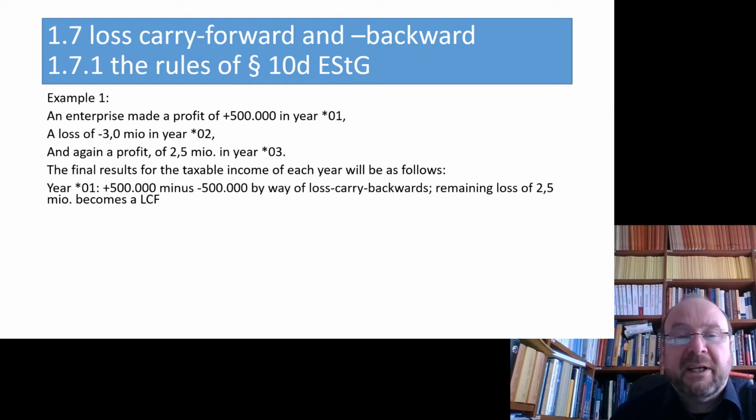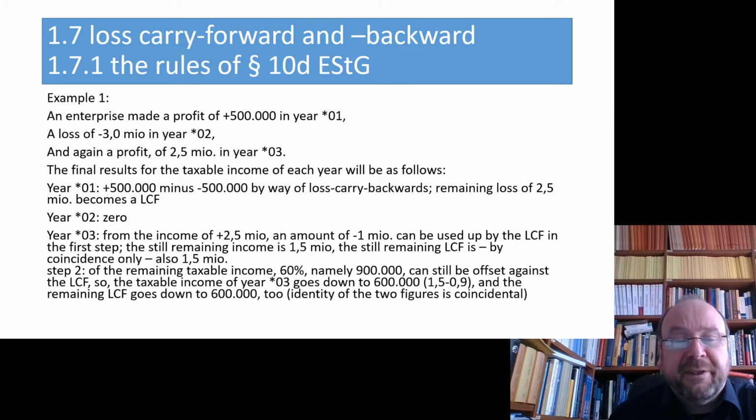Year one originally had 500,000. Now, if you don't restrict the loss carry backwards, everything here is used up by the loss carry backwards. So 500,000 from the losses of year two are carried backwards. The new income of year one is now a zero, so all the taxes which you originally paid for year one will be refunded. Now, from your 3 million of losses, you have already used up 500,000, so 2.5 are left over and become a loss carry forward for year three.